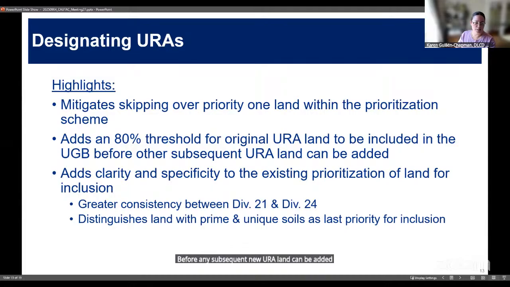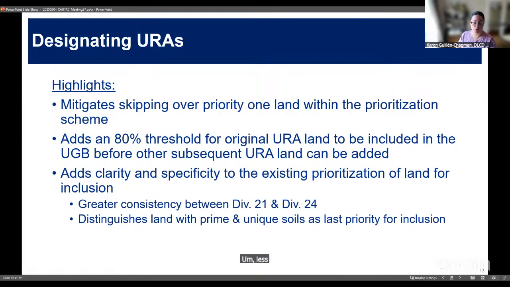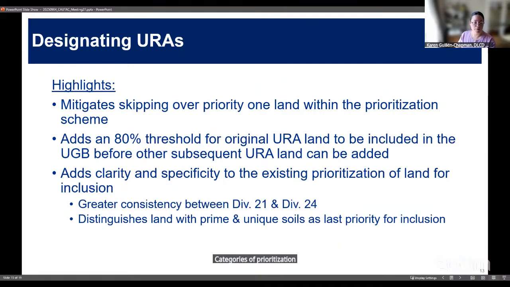And that's pretty consistent with what you already see in Rule Division 30, Sub 2. It asks cities to demonstrate that there are no reasonable alternatives that have less effect upon the resource lands. Then you'll see Division 30, Sub 3 has a prioritization scheme. We clarify and add some specificity, going from 3 categories of prioritization to 5. You'll see that that really lines up well.